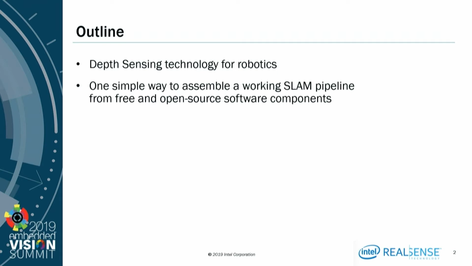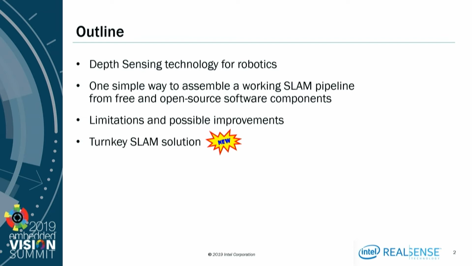In this talk, I'm going to show the applications of depth sensing in robotics. We're going to see one simple way you can assemble a working localization and mapping pipeline using open source components. We'll discuss the limitations of this approach and possible ways one could improve it. And finally, I'm going to show our own take on this problem in form of our standalone SLAM solution, which we just released a couple of months ago. So this is new. With that said, let's begin.